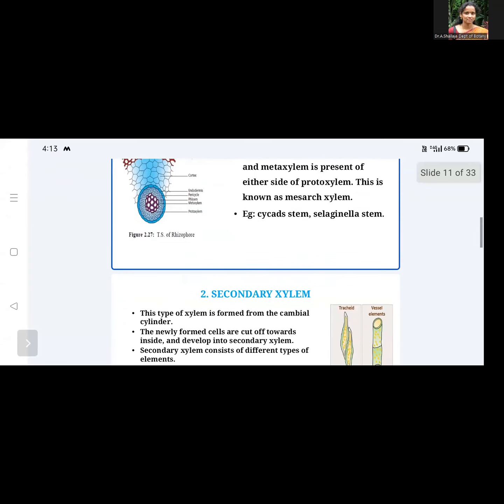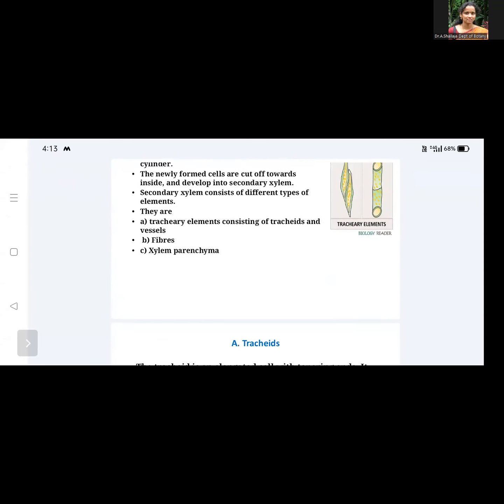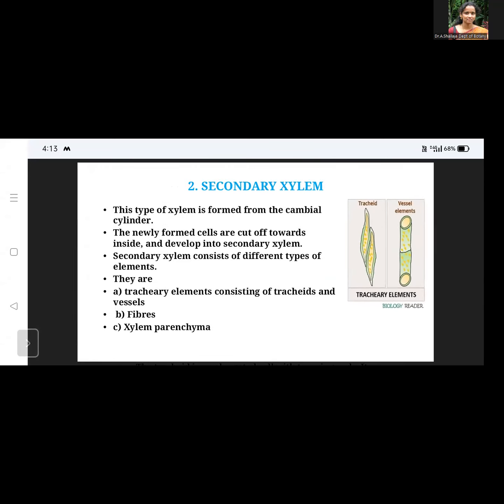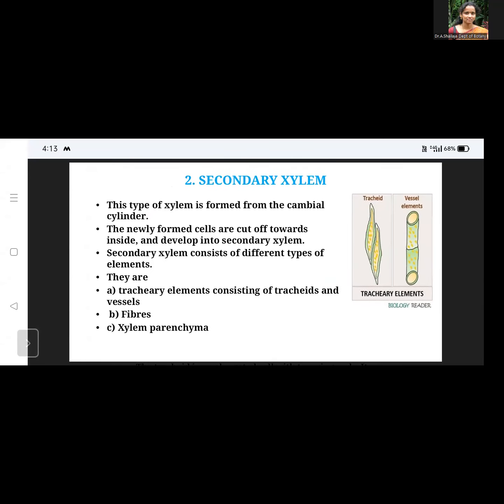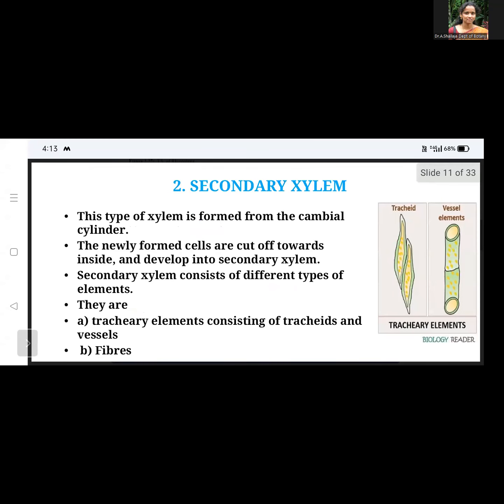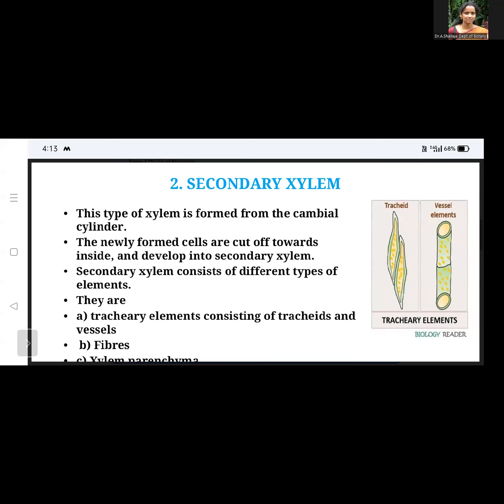Next one is the secondary xylem. This type of xylem is formed from the cambial cylinder. The secondary xylem is formed from the lateral meristem. Primary xylem is formed from the procambium of the apical meristem, but secondary xylem is formed from the lateral meristem or cambial cylinder. The newly formed cells are cut off towards the inside and develop into secondary xylem.